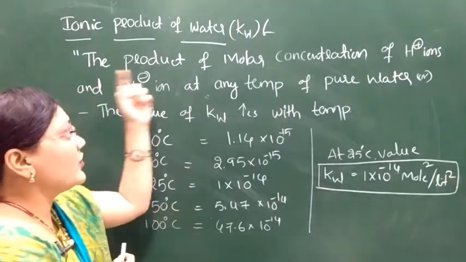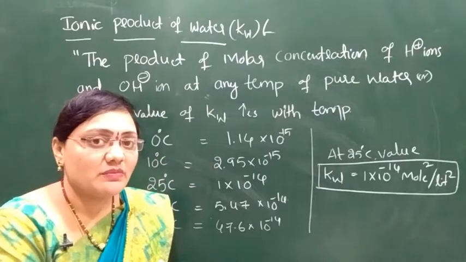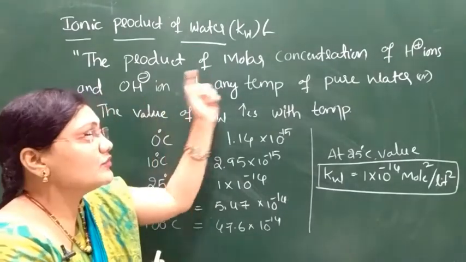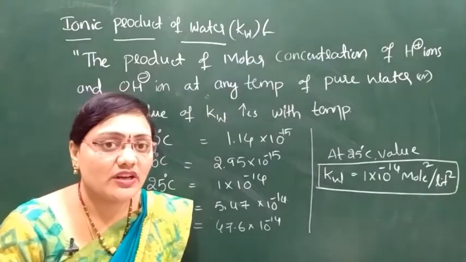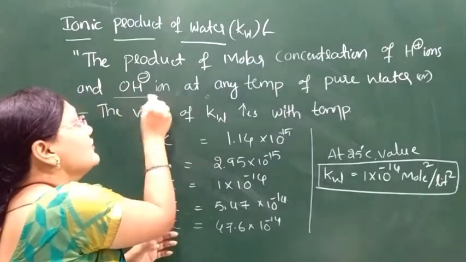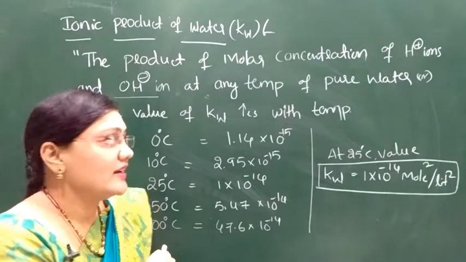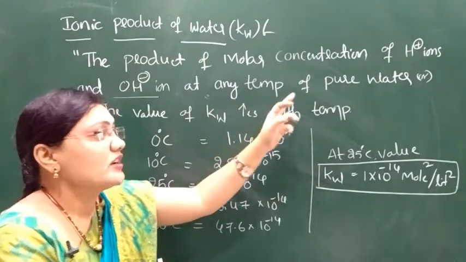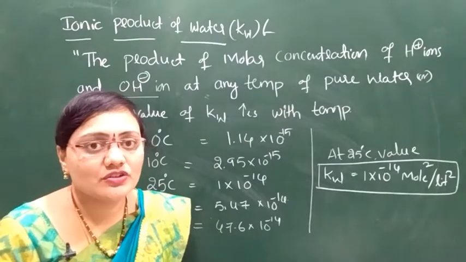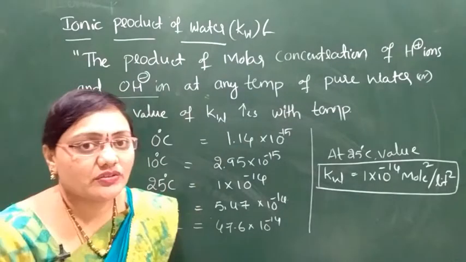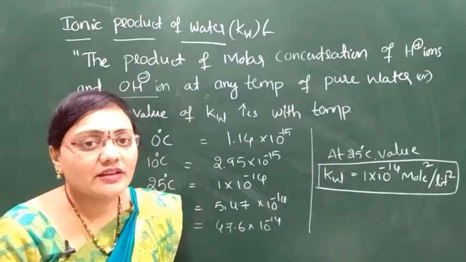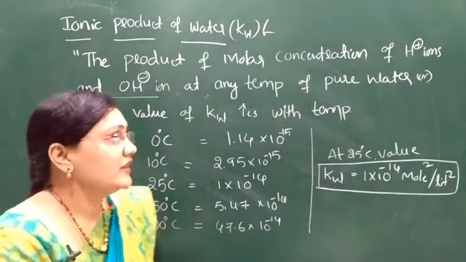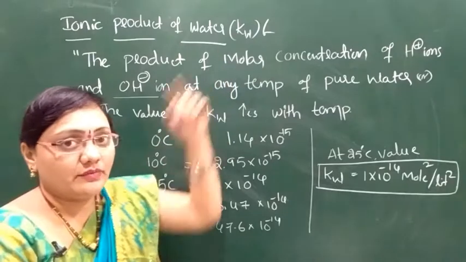The product of the molar concentration of hydrogen ions and OH minus ions, hydroxyl ions, at any temperature, in pure water or aqueous solution, is known as the ionic product of water. This ionic product of water is generally denoted Kw. Very important.